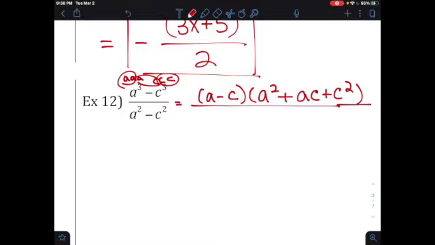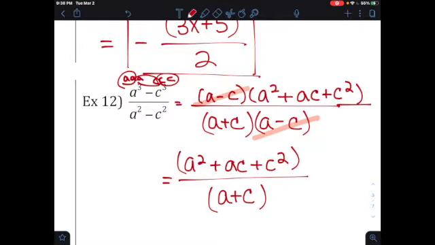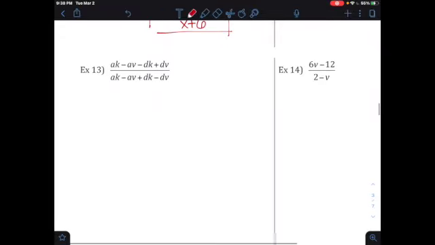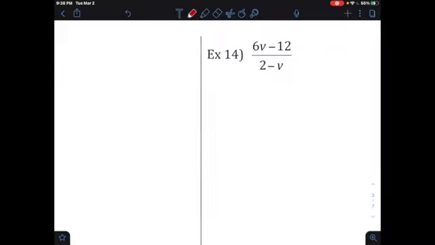And the bottom is going to be A plus C and then A minus C. And then now you can cancel. So just A minus C can cancel out with A minus C, and the answer will just be A squared plus AC plus C squared in parentheses over A plus C. And that would be your answer for number 12. Moving on to example number 13. Those are our grouping. Please try number 13 with the grouping problem. Number 14 is just switching the sign again. Try those two problems and check back with your answer, please.